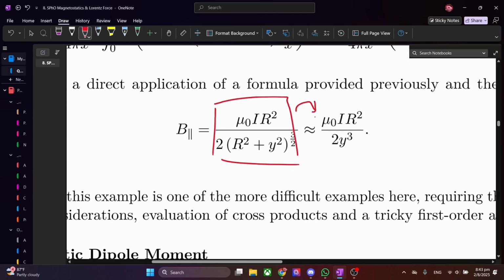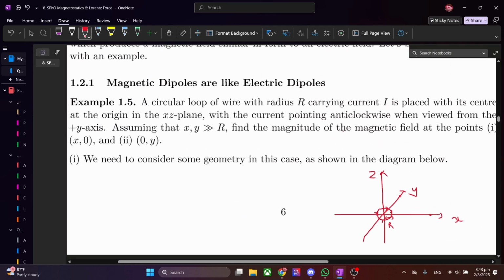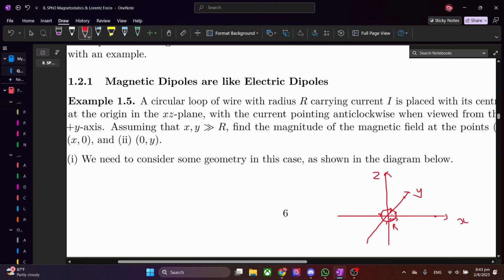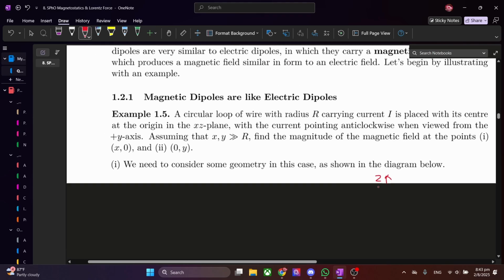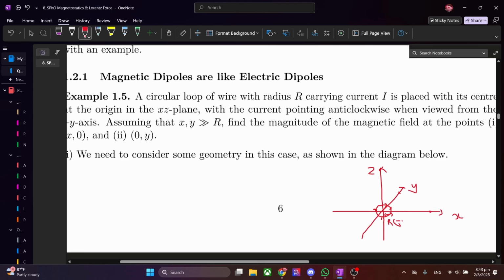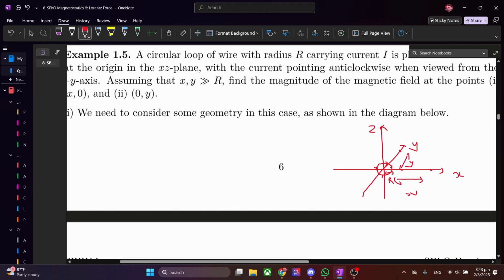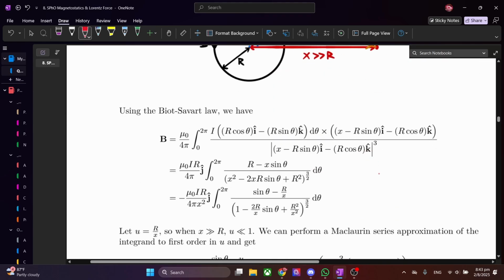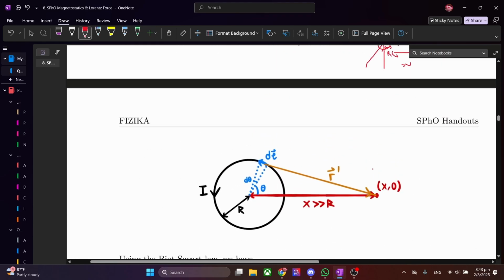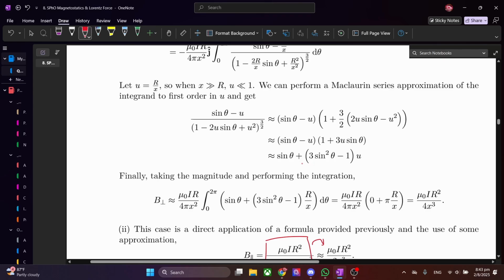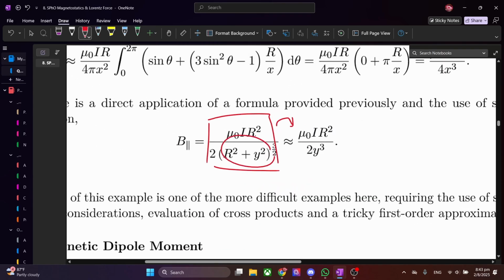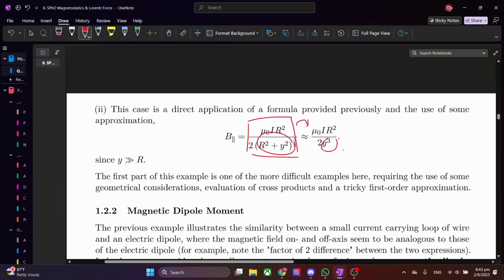And we get from here to here because the main thing we're assuming in this question is that this wire is super small. And if it's super small, that means these dimensions x and y are much greater compared to this small distance. So if we apply this, we can approximate this as this because your y is much bigger, and you get this equation.